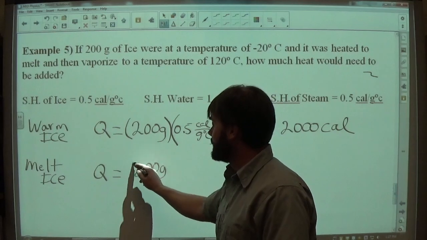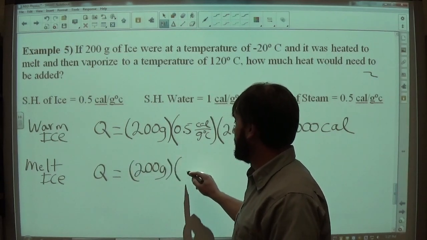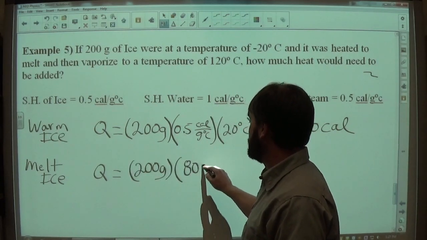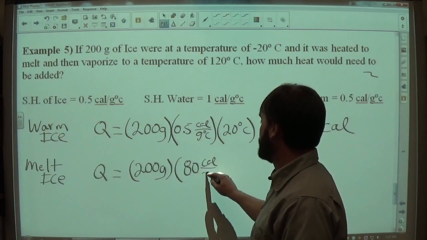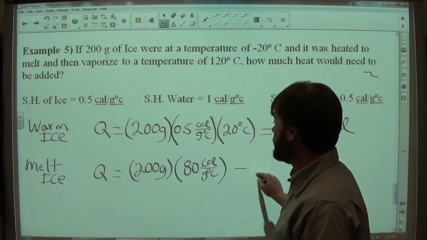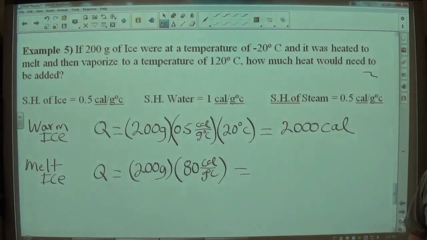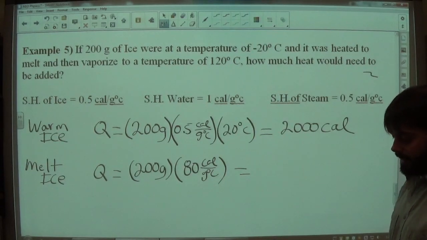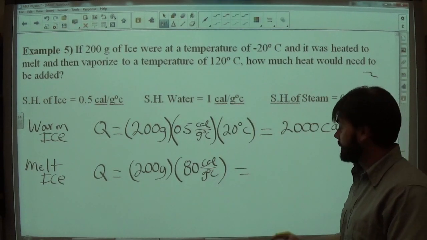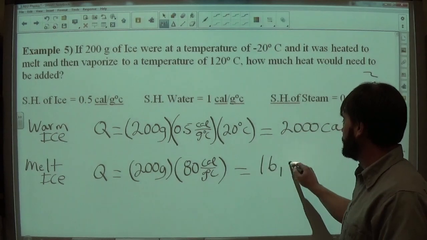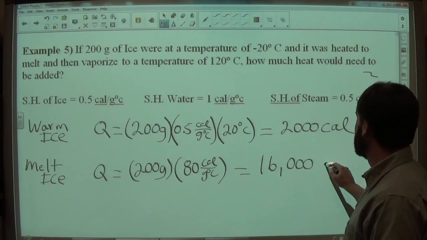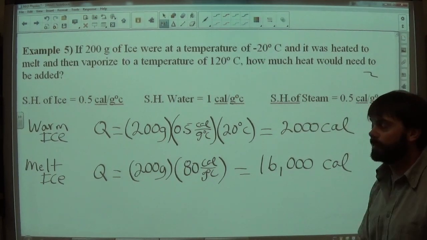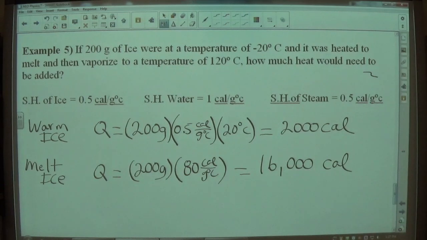We just take the mass of the water or the ice and multiply it by the heat of fusion, which is 80 calories per gram. So for every single gram of ice or water to melt or freeze, you've got to put in 80 calories. So in this situation, since we're melting, we've got to put in 16,000 calories. So that's a plus. It's got to go into the ice cube.